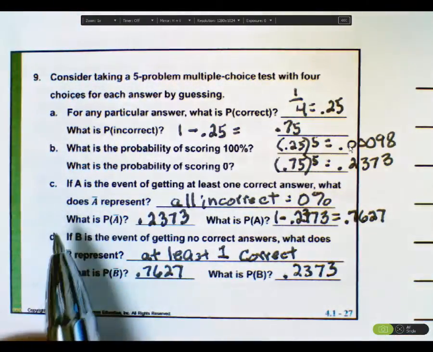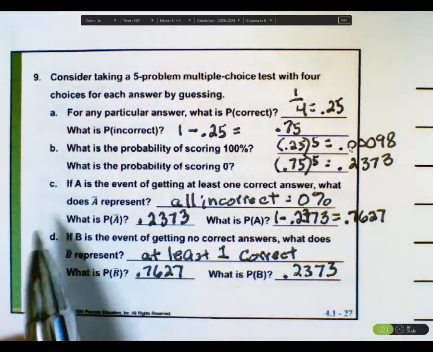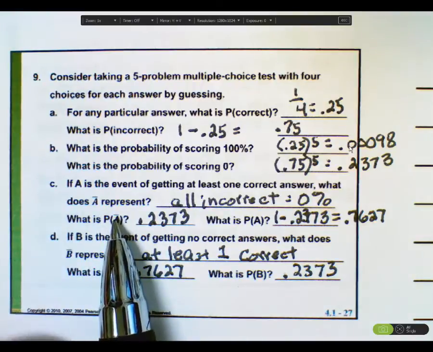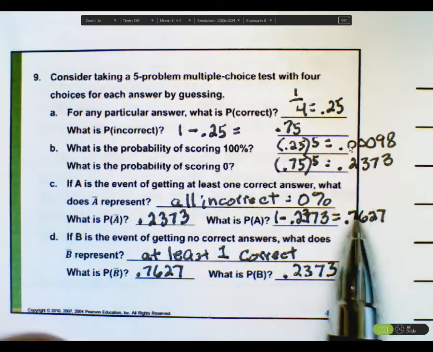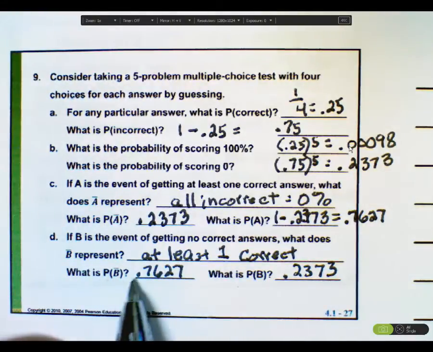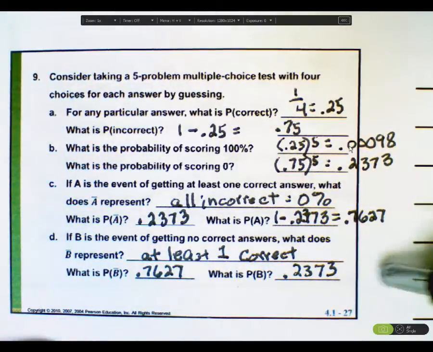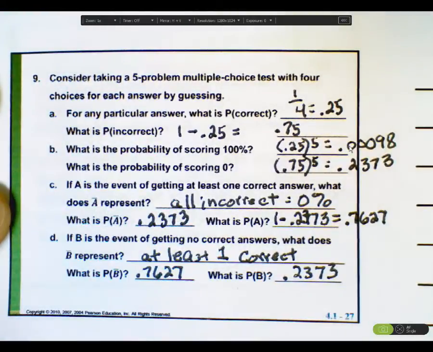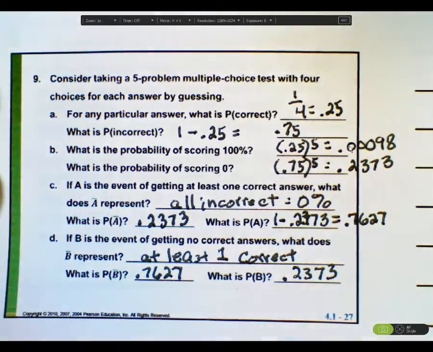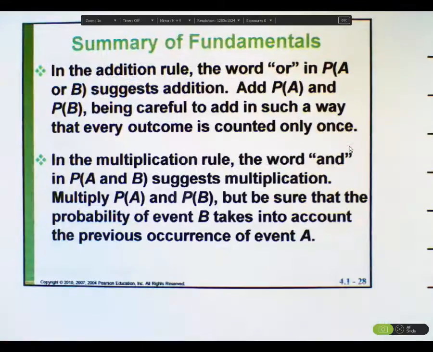So C and D were asking the same two questions, but in a different order. C was asking for the probability of making a 0 and then the probability of making something more than a 0. The D part was asking for the probability of making more than a 0 and then the probability of making a 0. You have to read very, very carefully. Actually, in the whole class, reading carefully is the essential component of doing well in statistics.